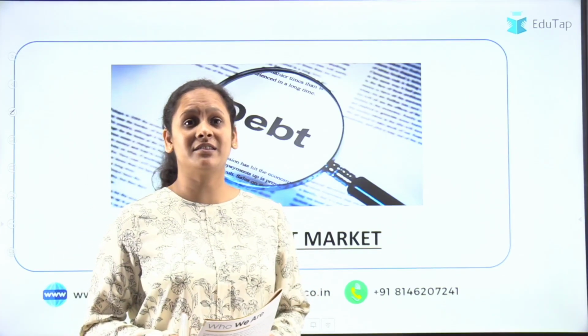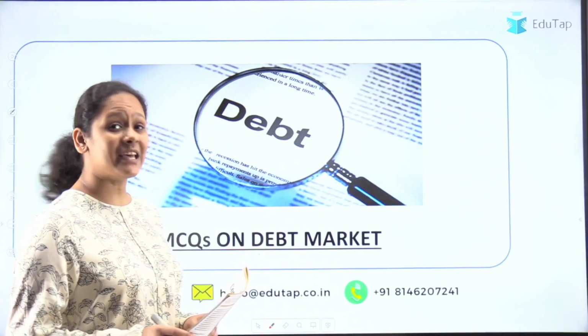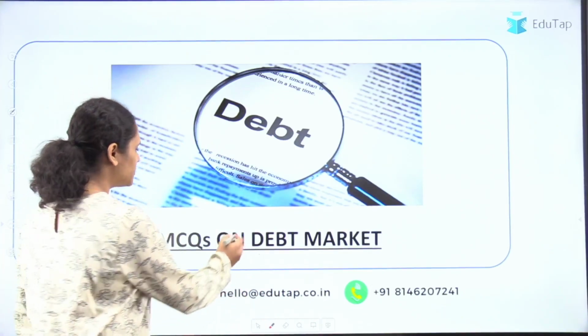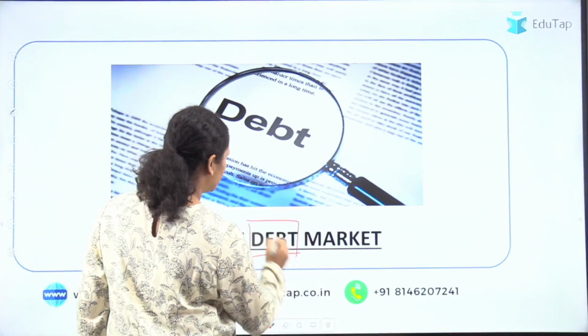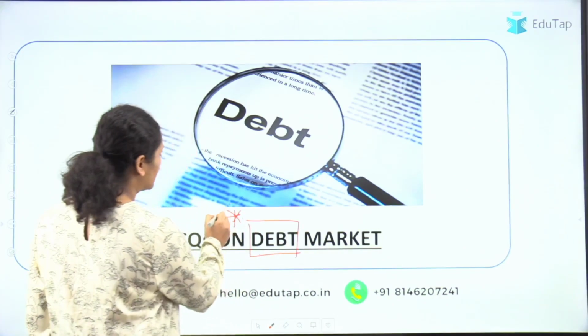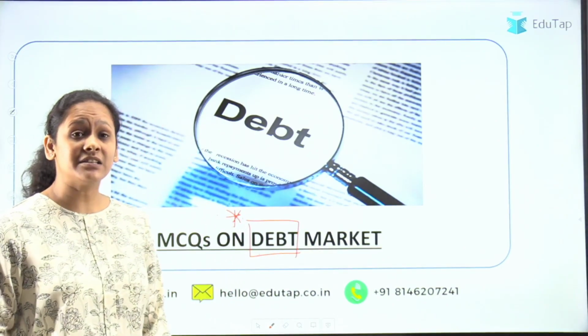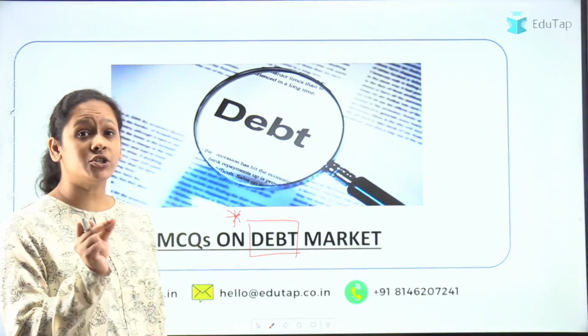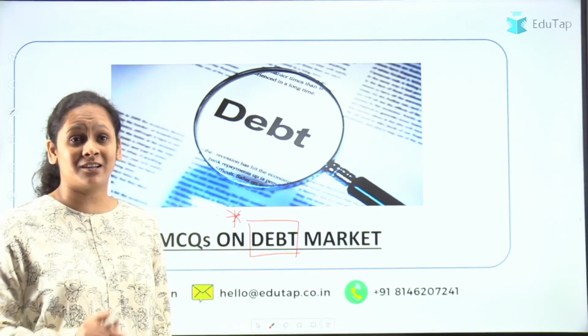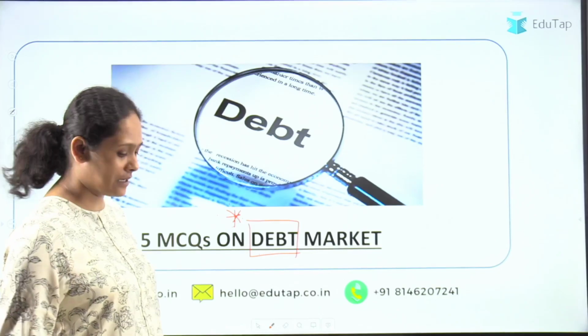We'll continue with the series of 5 MCQs on finance, and today we'll be discussing MCQs of the debt market. Please keep in mind that the debt market, similar to the equity market, is a very important chapter which you cannot miss for RBI Grade B and SEBI Grade A as well.